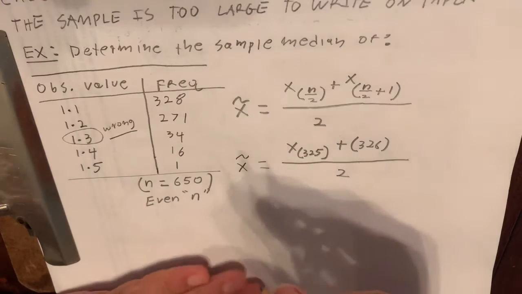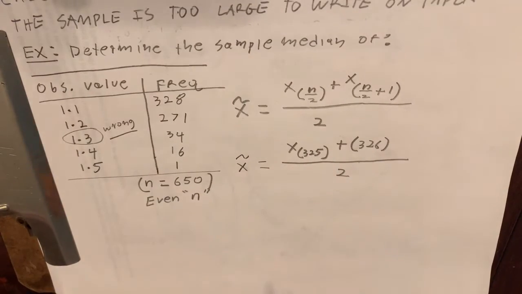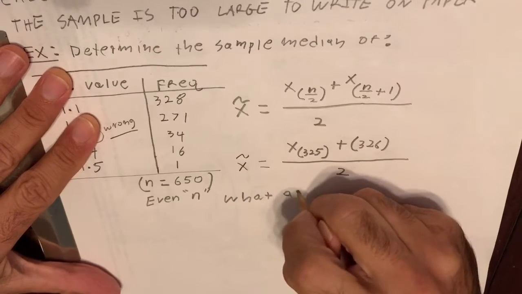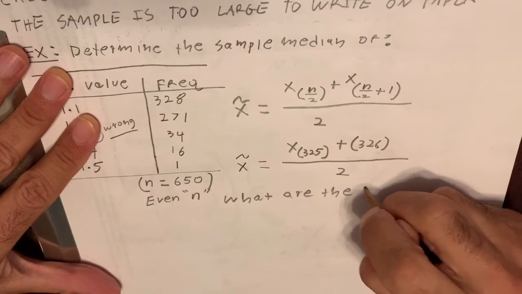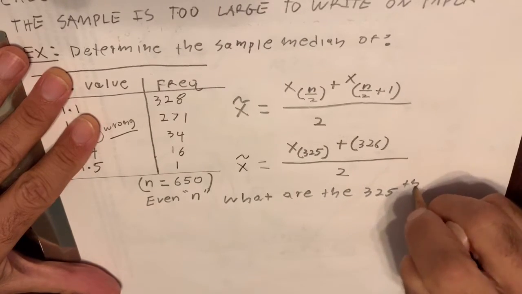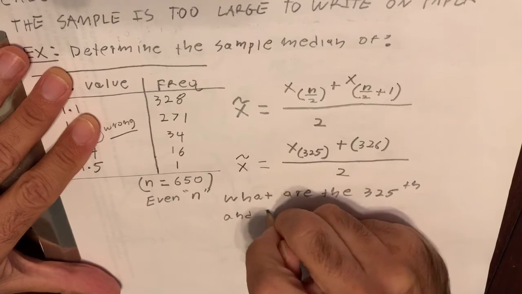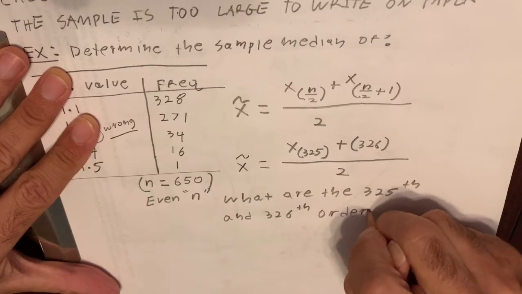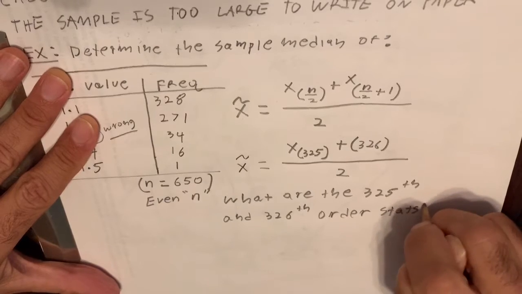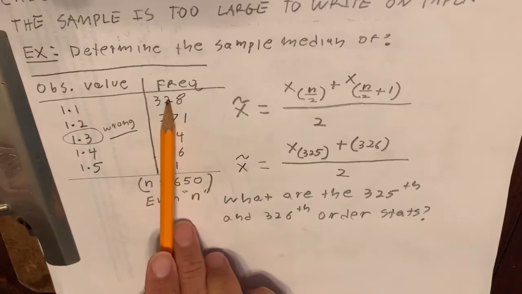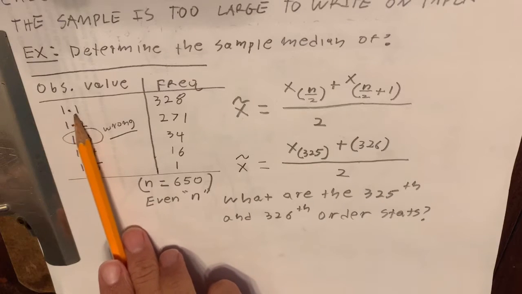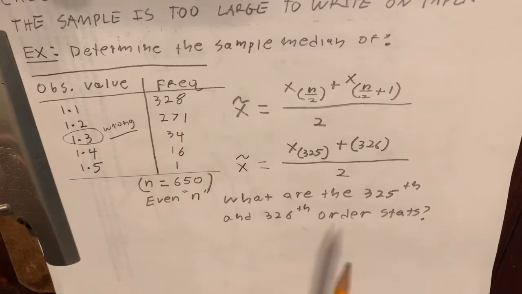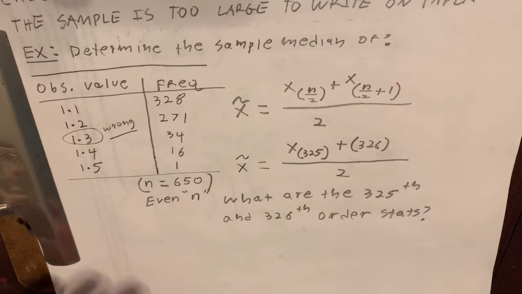So now we don't have the answer yet. We have to go back and look to see. So here's the fundamental question. What are the 325th and 326th order statistics? And if you look at this, you can see that the frequency of the 1.1 goes all the way up to 328. So the answer to both of these questions is 1.1.